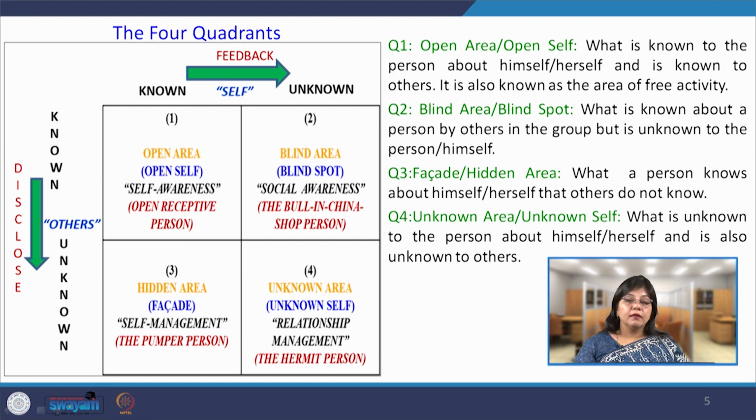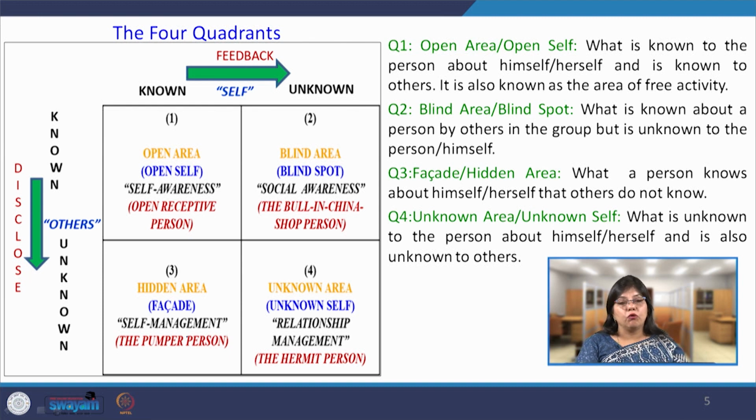The fourth area is the unknown area, which is an area of unknown self. It deals with relationship management, and the person is known as the hermit person. Now, these are the simple, straightforward characteristics: whenever any individual falls in any of the 4 categories, what is the basic behavior of that person.